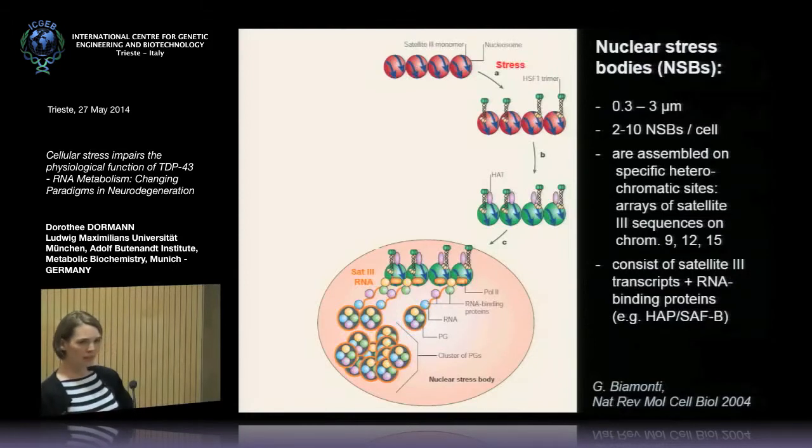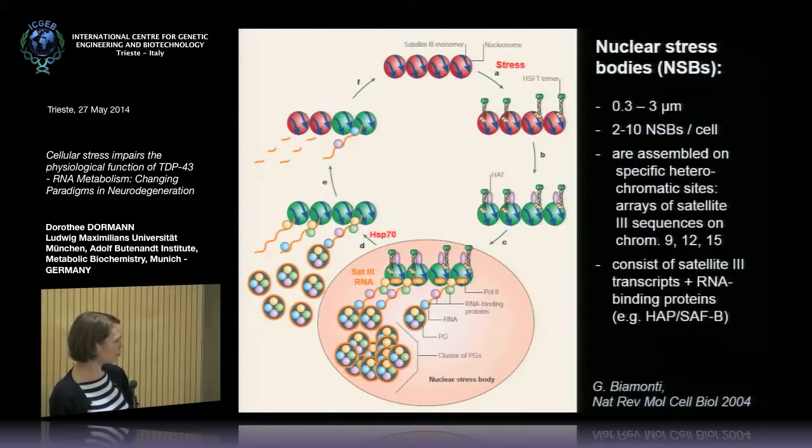And once the stress is released and sufficient levels of heat shock proteins have been synthesized, for example HSP70, the HSF1 trimer is disassembled, and HSF1 and HAT fall off again, and then these entire RNP complexes disassemble, and eventually the satellite 3 RNA is degraded, and the chromatin is again methylated, and heterochromatin is reformed, and the bodies are dissolved again.